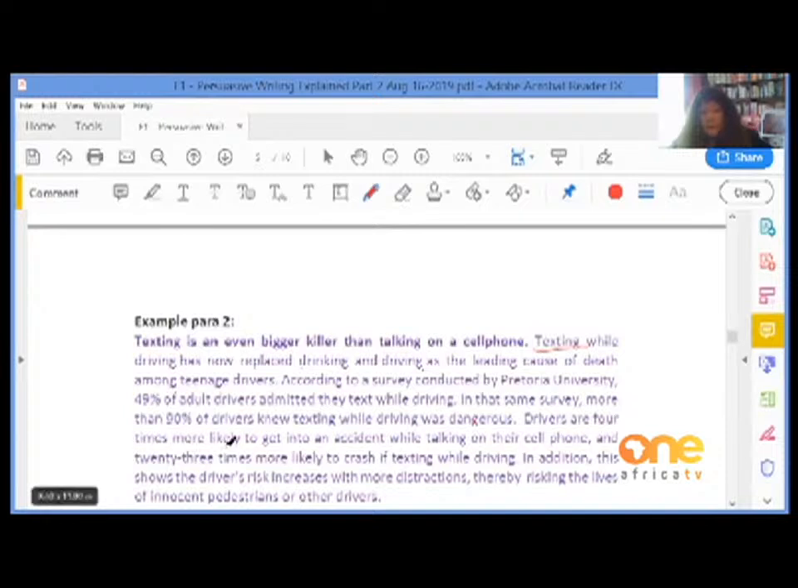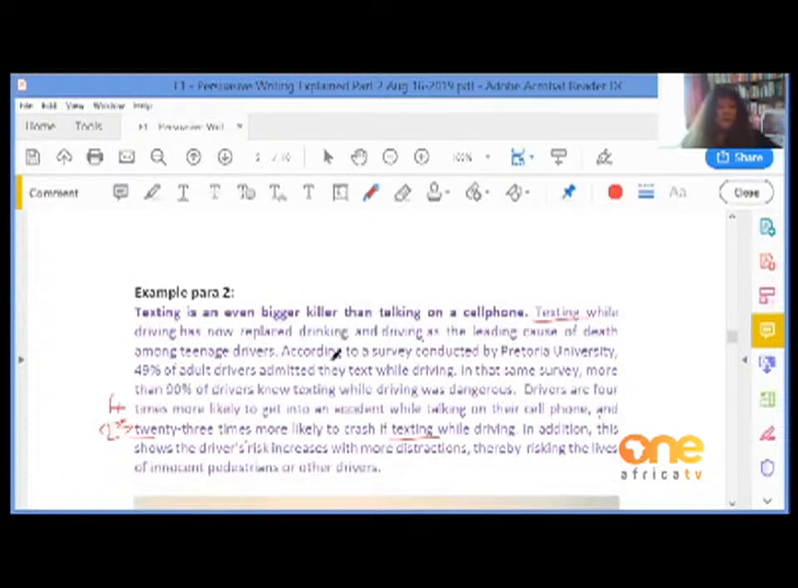Drivers are 4 times more likely to get in an accident while talking on their cell phone and 23 times more likely to crash if they're texting. So when you're talking it's 4, when you're texting it's 23. That's very, very risky, isn't it? In addition, this shows the driver's risk increases with more distractions, thereby risking the lives of innocent pedestrians or other drivers.